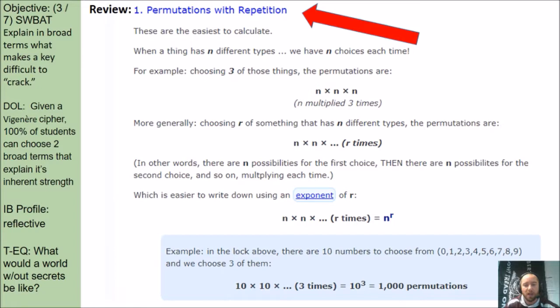So a simple lock, they're incorrectly called combination lock, like the lockers in the hallway, or if you have a lock for your gym locker. If you have 3 choices and there's only 0 through 9, so I'm talking about a smaller lock than you're probably used to seeing, even when it's that small, there are 1,000 possibilities to try.